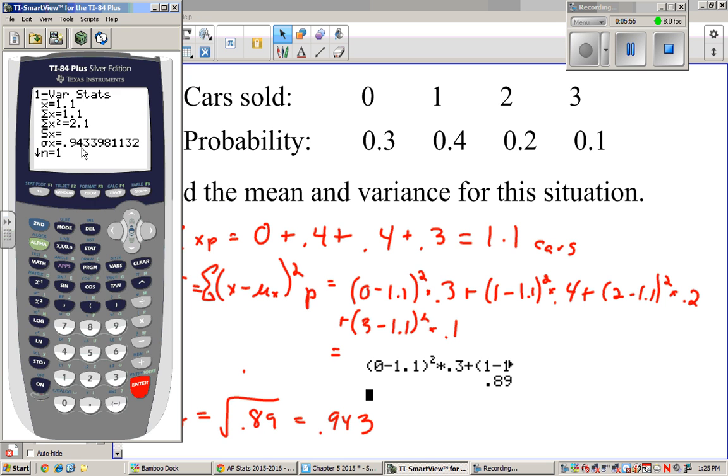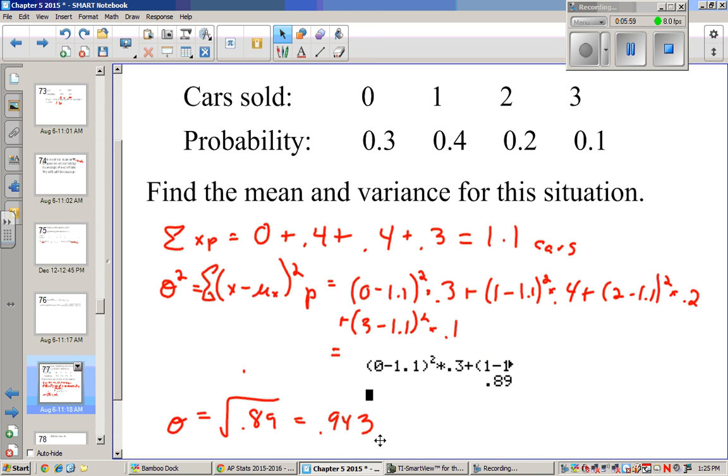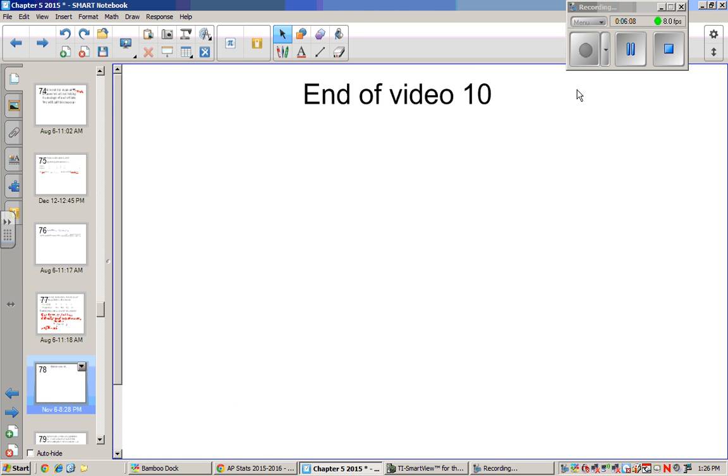Now, if we square this, we can get up to our variance, and hopefully, since we knew we square rooted it, I don't have to do that for you. But if we square that, then we'll get to 0.89 and find our variance. Now, hopefully, you are able to do it on your own.